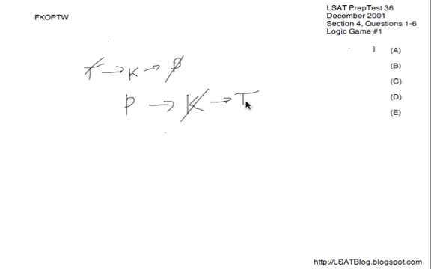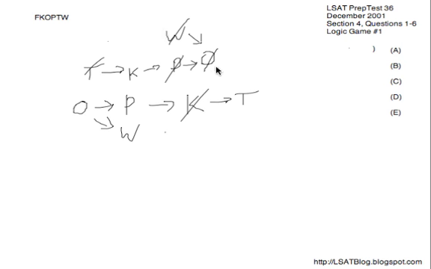Next rule, if we have O, then we have both P and W. So O requires P. Contrapositive, not P requires not O. Also, O requires W. We already have positive O here, we just drew it, so O requires W. Contrapositive, not W requires not O. So O to P, O to W. Not P to not O, not W to not O.